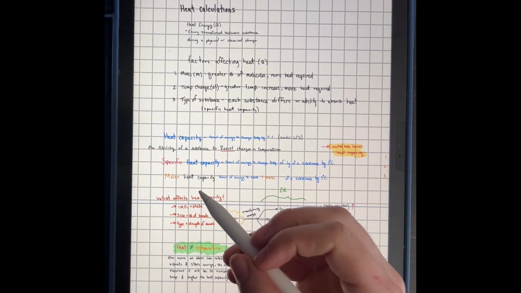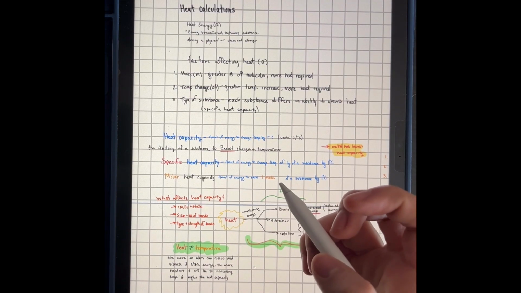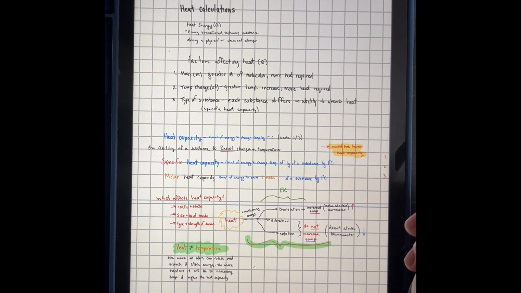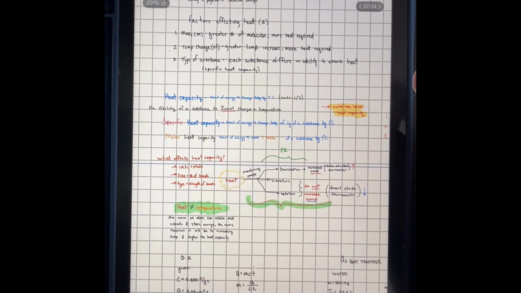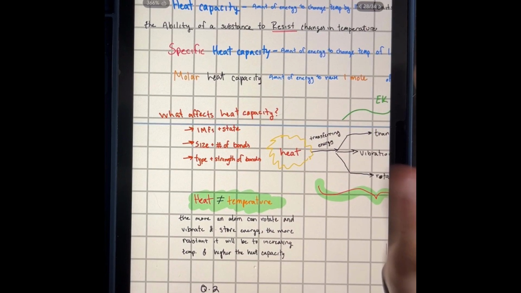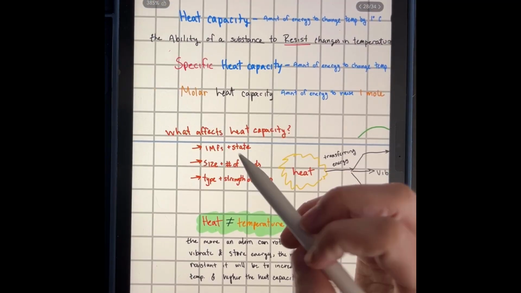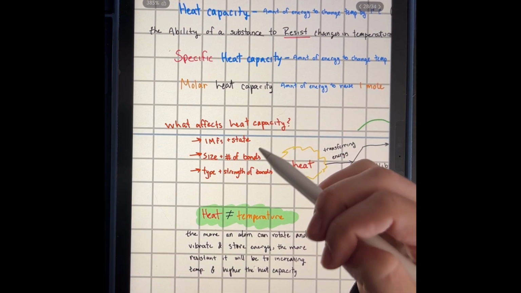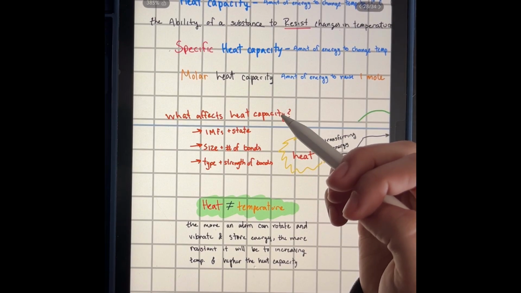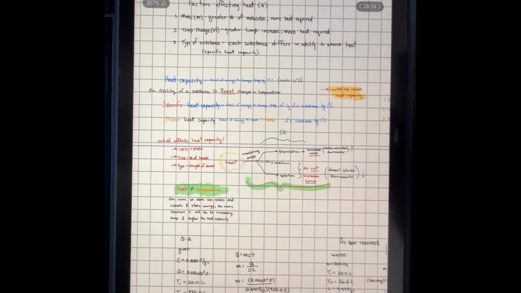And then molar heat capacity is basically the same thing, but it's to raise 1 mole of a substance by 1 degree Celsius. Okay. So what is affecting heat capacity? What affects heat capacity is the intermolecular forces in the states, the size, the number of bonds, and the type and strength of the bonds.